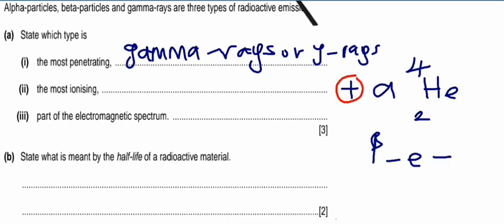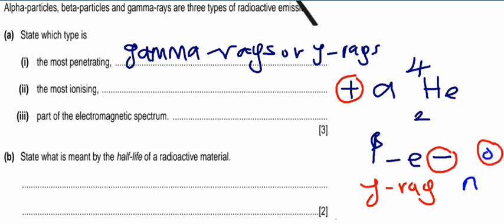Then a beta particle has a negative charge. Alpha, positive. Then beta, negative. Then the last one, we have the Y-rays. As for the Y-rays, it has a nature to that of a neutron. A neutron has zero charge. So we can just say zero charge, which means gamma rays, or Y-rays, have no charge, in short.